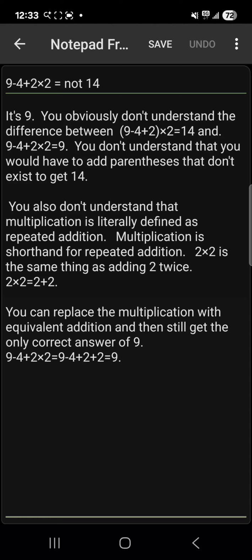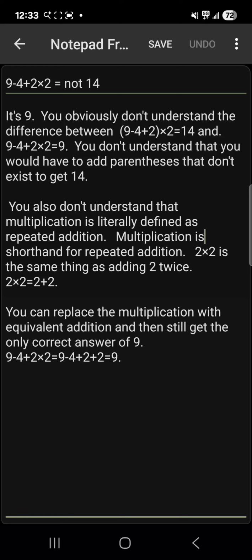And you also don't understand that multiplication is literally defined as repeated addition. You can go look at the definition of what multiplication is. Take a Webster's dictionary and look up what multiplication is. It's basically going to tell you that multiplication is repeated addition. 2 times 2 is the same thing as adding 2 twice. 2 times 2 is the same as 2 plus 2. It's just like 5 times 5. If you had 5 times 5, that means you're the same thing as adding 5 times. 5 times 5 is the same as 5 plus 5 plus 5 plus 5 plus 5.